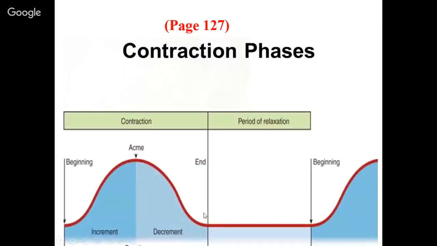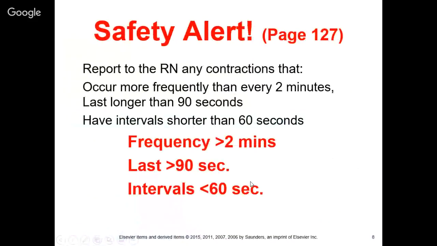Now, contraction phases, again, this is just a different image. So the beginning of the contraction increment, acme, decrement, and then it ends. And then the period of relaxation, and then another one begins. So from beginning to beginning, what is that called? That is frequency. And then from beginning to end is duration. So those concepts are really important to know.